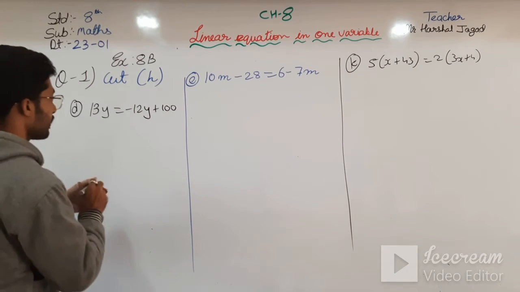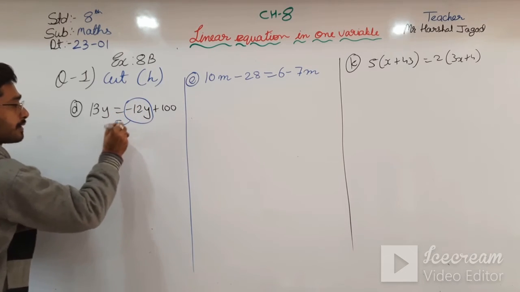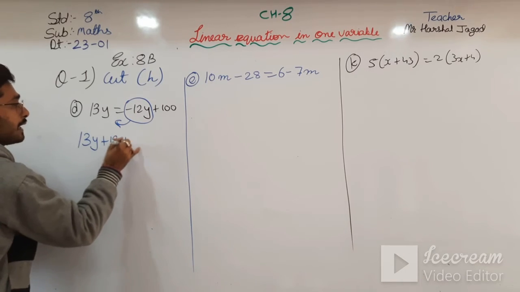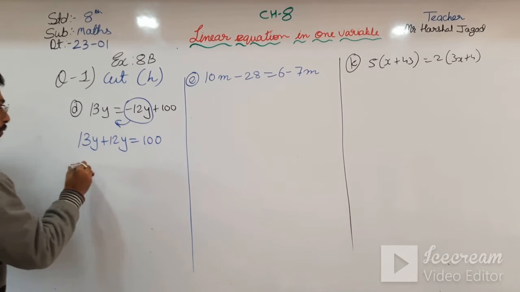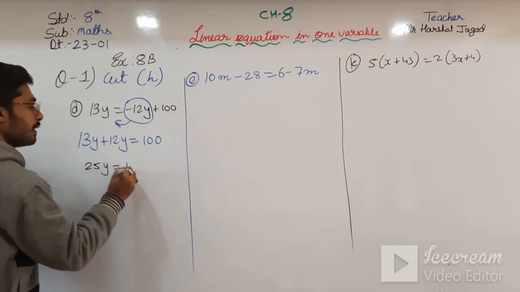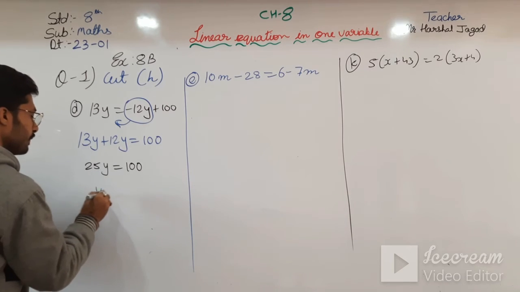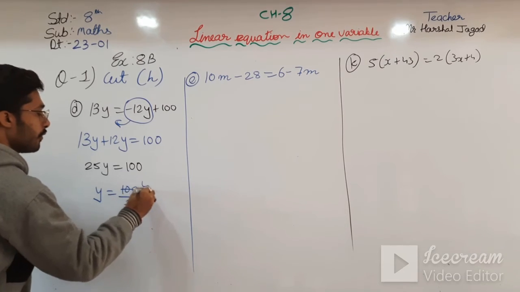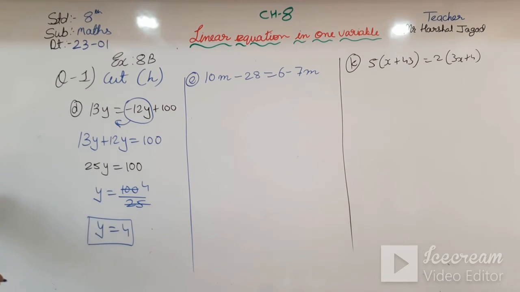So first doing this, if I take this minus towards this side, it will become plus. So 13y plus 12y is equal to 100. So here it is 25y is equal to 100. So y is equal to 100 by 25. 25 4s are 100, so y we get is 4, which is our answer. So please note down this, students.